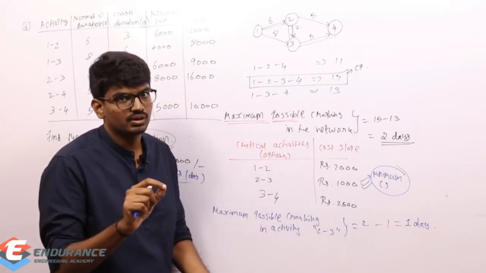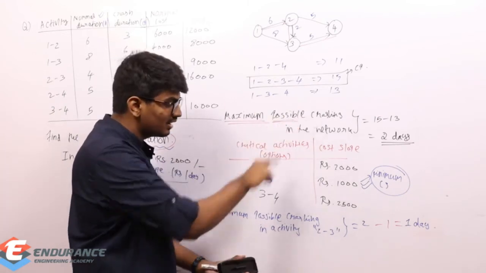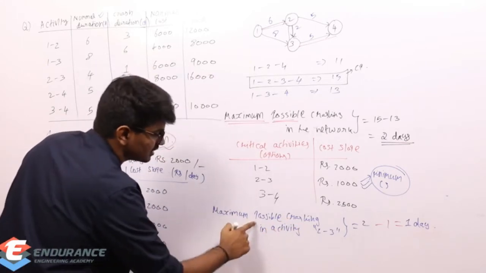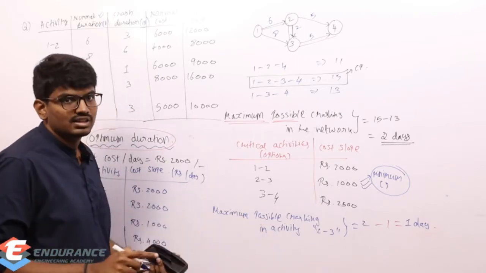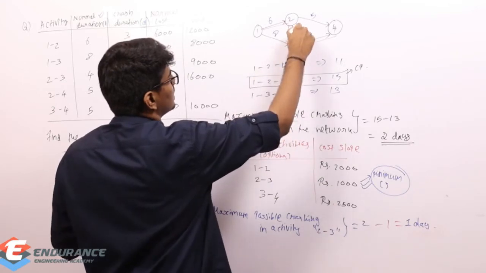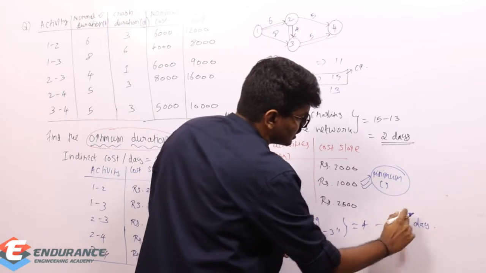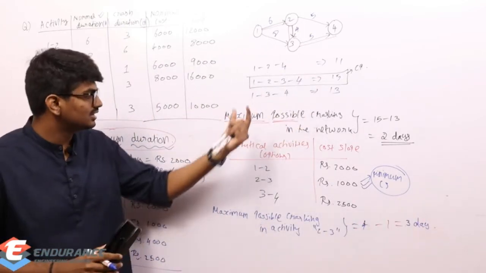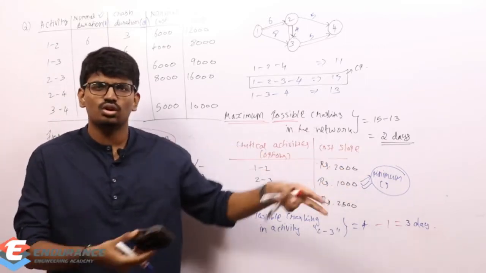Very important point. First we need to find out the maximum possible crashing in the network. Then we need to check how much crashing possibility there is. That is very important. What is the maximum possibility in crashing the activity? So for this activity 2 to 3, the present duration was 4 days, so 4 minus 1, it becomes 3. So 3 days possibility is there. I can crash this activity 2 to 3 by 3 days. You can crash, but my requirement is 2 days only, so obviously I will crash it.